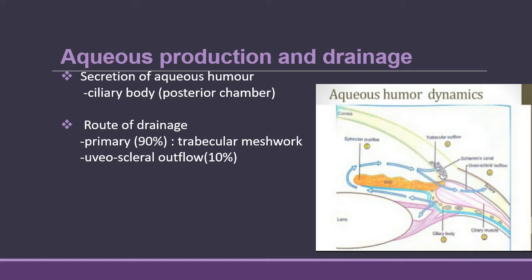In this diagram you can see the aqueous humor dynamics. It is secreted from the ciliary body, which is located near the posterior chamber, from which it comes into the anterior chamber through the pupil, then it is drained into the trabecular meshwork. So the majority of aqueous humor, 90%, is drained in the trabecular outflow, then 10% of aqueous humor is drained from the uveoscleral outflow.